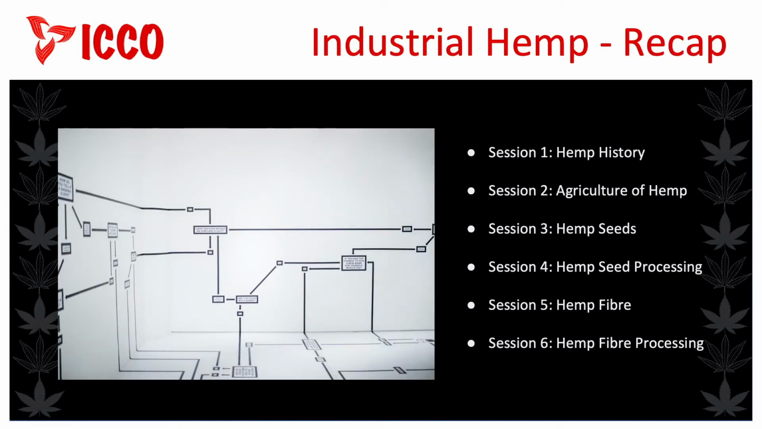In session 1, we learned about the history of hemp and its huge impact on our civilization. In session 2, we learned about the agriculture of growing hemp. In session 3, we learned about the seed harvest and all the products derived. In session 4, we learned about the processes required to transform these seeds into the desired products. In session 5, we learned about the other main component of the harvest, the fiber, and all the products derived from the fiber. Today, we will be talking about the processes required to transform these fibers into valuable end products.